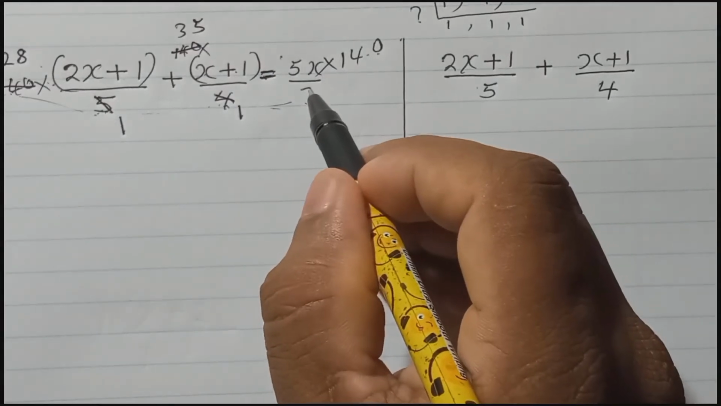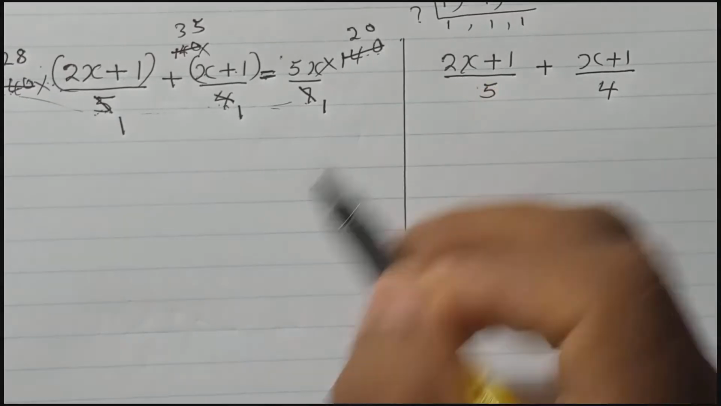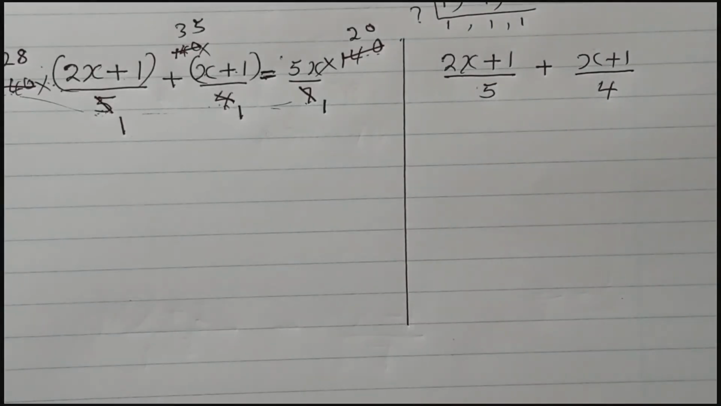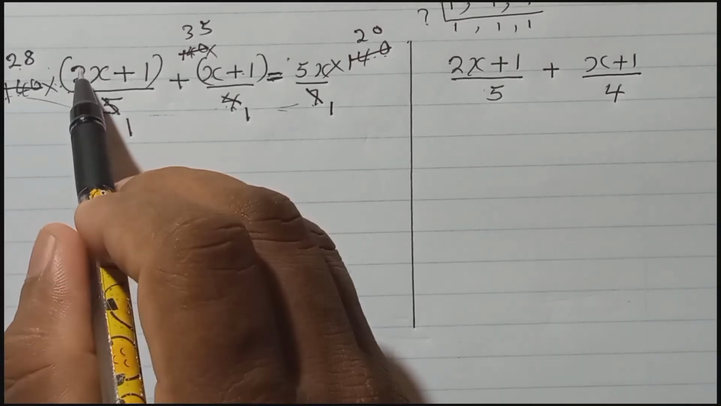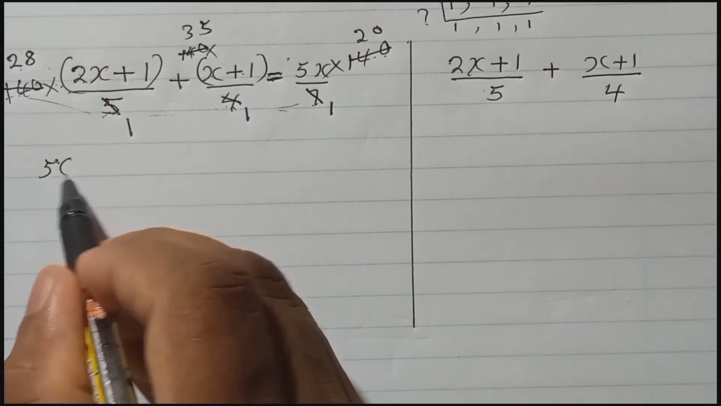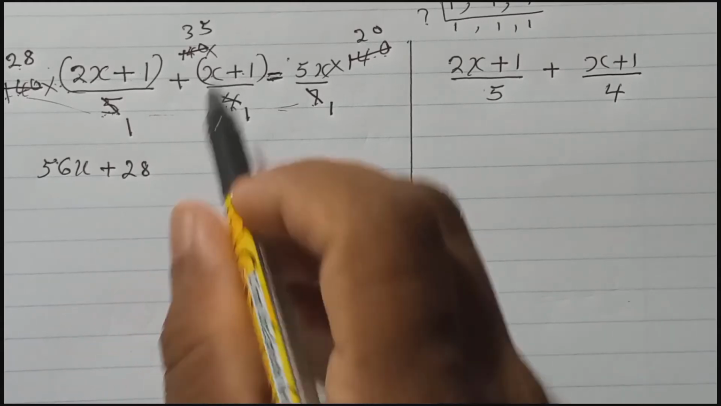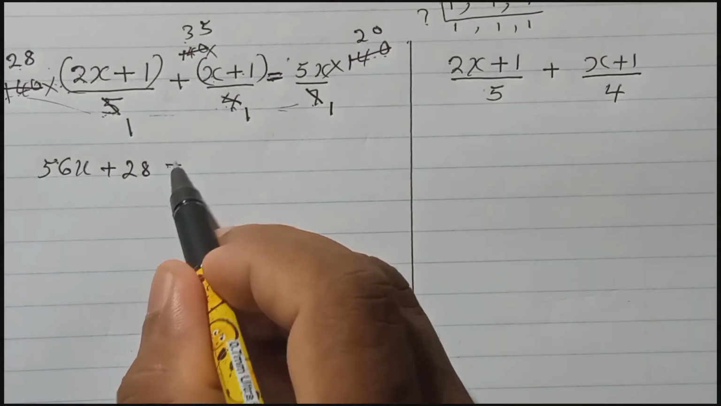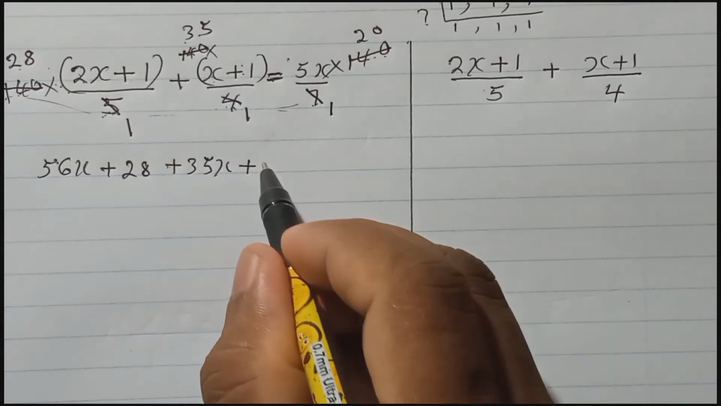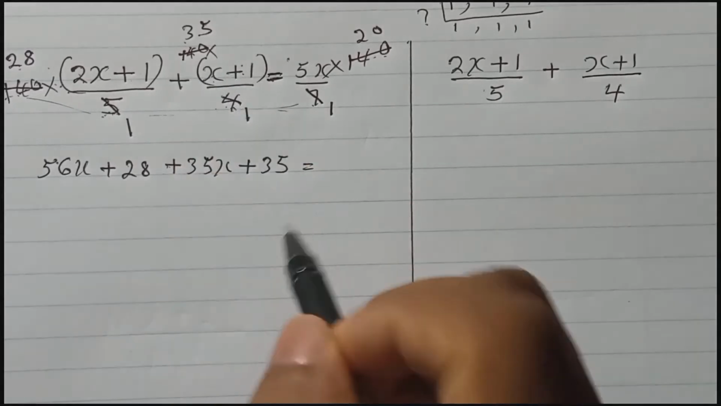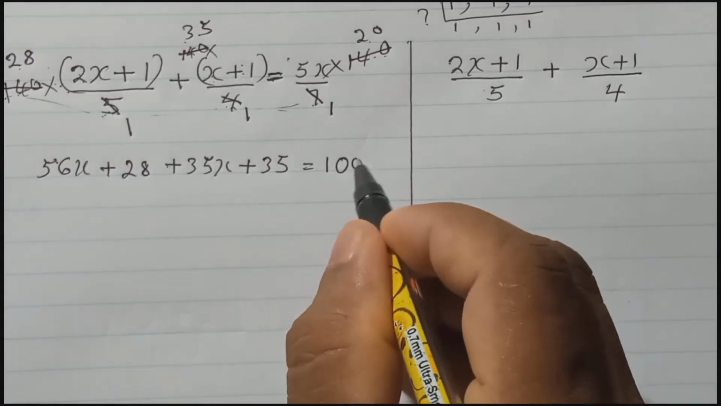Okay, here also we can cut. How many 7 are there in 7? 1. How many 7 are there in 140? It is 20, right? Okay, now we easily remove the denominators, right? Okay, now by 28 multiply both. 28 into 2x, it will be 56x, right? 28 into 1, it will be just 28, right? Then 35 into x, it will be plus 35x. 35 into plus 1, it will be just 35. Okay, here 20 into 5x, it will be 100x.